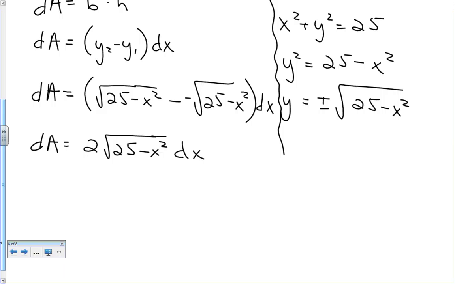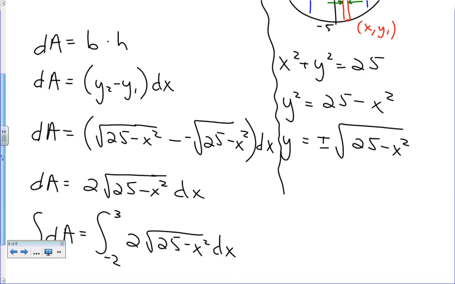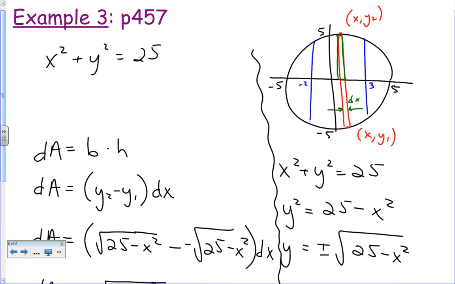So you could set it up either way. And now to solve this, we integrate both sides. The integral of dA is equal to the integral of 2 times the square root of 25 minus x squared dx. And we have to have limits of integration. We're going from x equals -2 to x equals 3. Those were the limits they gave us in the problem. They said to find the area from -2 to 3.